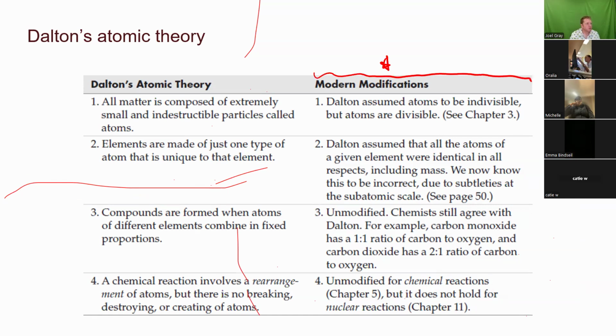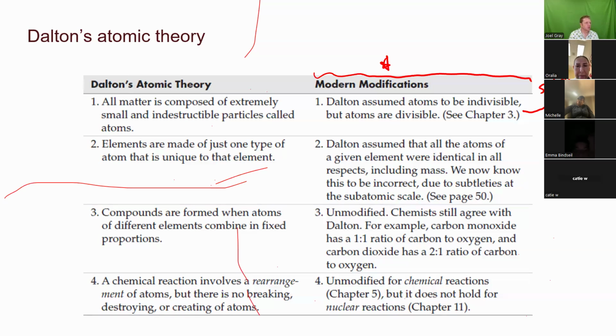Dalton assumed, and John Dalton is the name of this scientist, he assumed atoms to be indivisible, but atoms are actually divisible. What this means is that an atom is the simplest form of all matter, but there are subatomic particles. So that's a kind of correction to Dalton's idea.